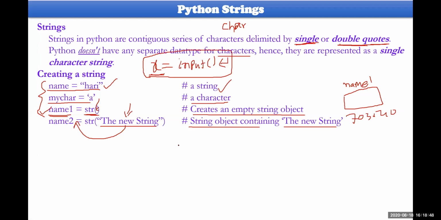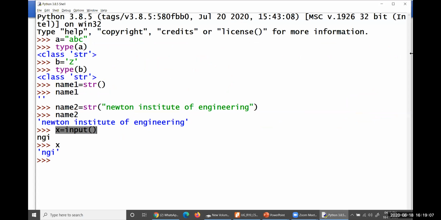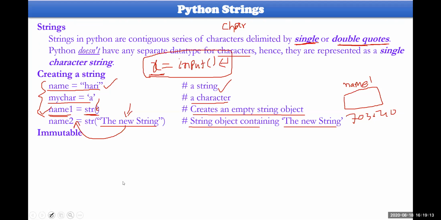Next point, a string is immutable. Immutable, what does it mean? Already we have discussed in the previous sessions what is immutable. Immutable in the sense, once you have created any string, let me close this one for a while, because we have created many strings here. For better understanding, let me open a new session for you.